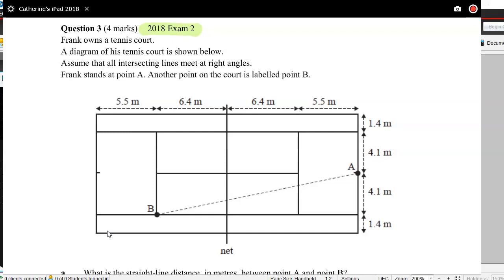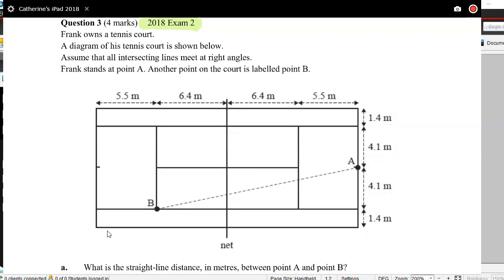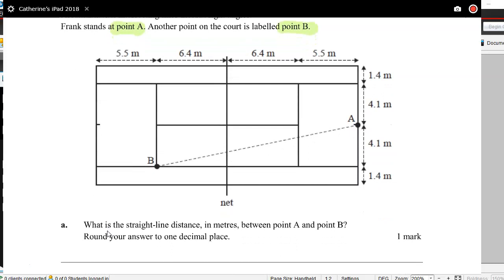So Frank owns a tennis court. A diagram of his tennis court is shown below. Assume that all intersecting lines meet at right angles. Frank stands at point A. Another point on the court is labelled point B, and you can see the diagram there. What is the straight line distance in metres between point A and point B? Round your answer to 1 decimal place.